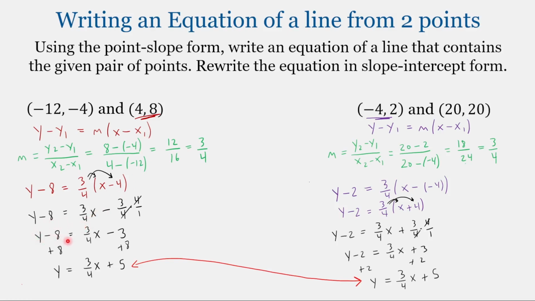So although y minus 8 equal to 3/4 x minus 3 looks different than y minus 2 equal to 3/4 x plus 3, those are the same line. So it's difficult to tell if a line is the same when written in point-slope form. You can write a different equation for every point that's on the line. But when you rewrite it in slope-intercept form, we can see that those lines are the same.